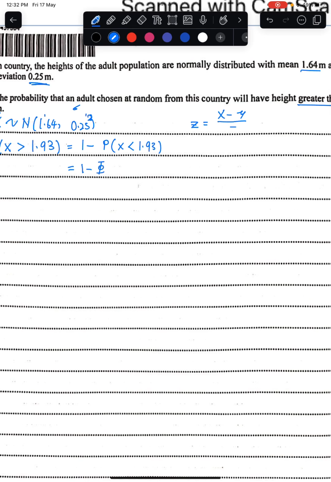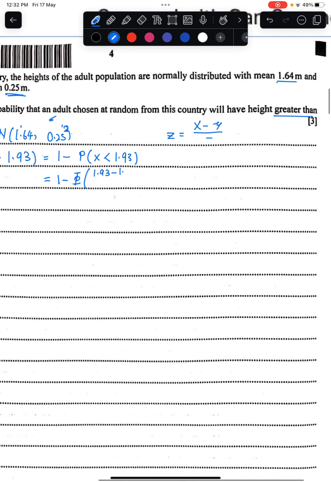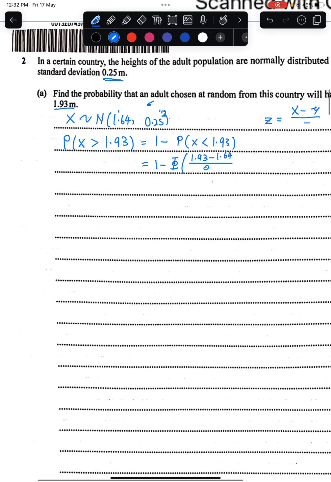Let's go. So I will write the phi here. x is 1.93 minus the mean 1.64, divided by your standard deviation of 0.25, equals 1 minus phi of... You should get 1.16 inside the bracket. Now you open your MF19 and flip to the normal distribution table, and then you get the value. If you don't know how to get the value, I will show you now.